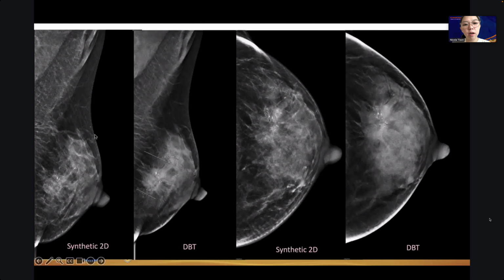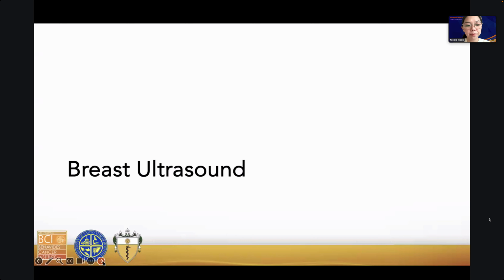This is just an example of the comparison of a conventional 2D mammo with a tomosynthesis. On the 2D mammo, you see this mass with calcifications. But with your tomo, you see that actually there are spiculated margins and this mass is larger than it looks on the 2D mammo. Similarly on the CC view.